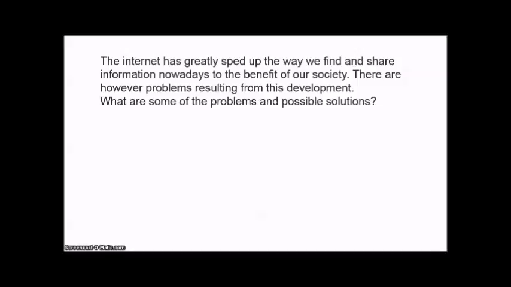Okay, so the first job is the same. Let's identify the keywords. Of course, we're talking about the internet. We're talking about how it has sped up the way that we find and share information. We're thinking about the problems, and we're thinking about solutions.